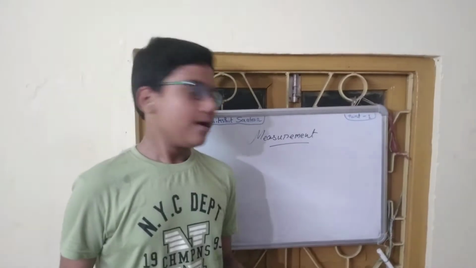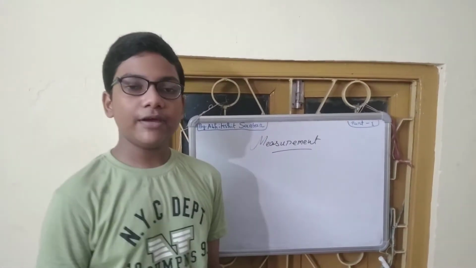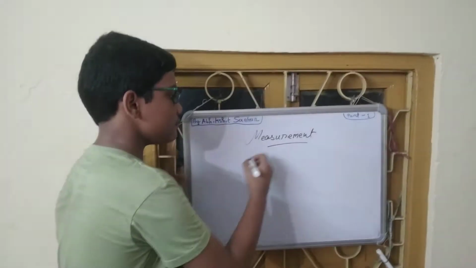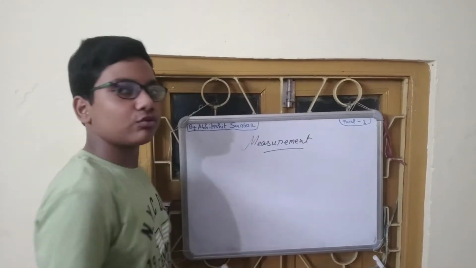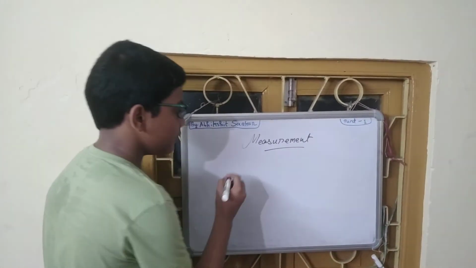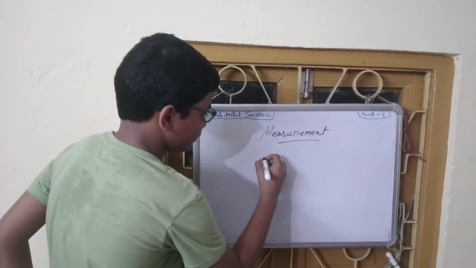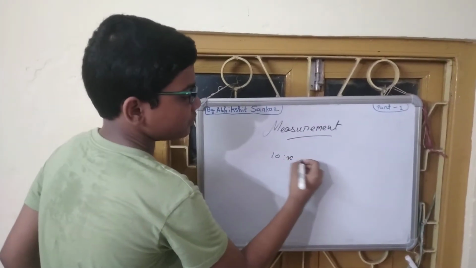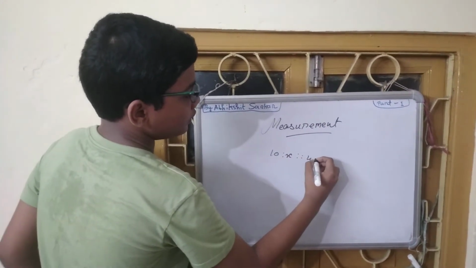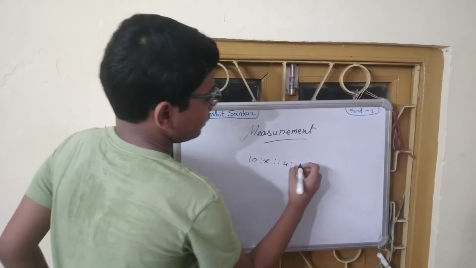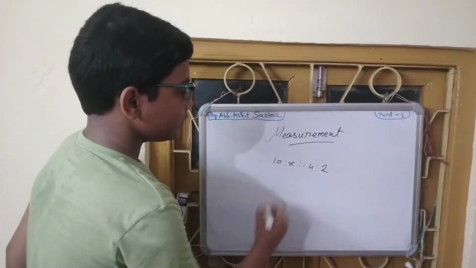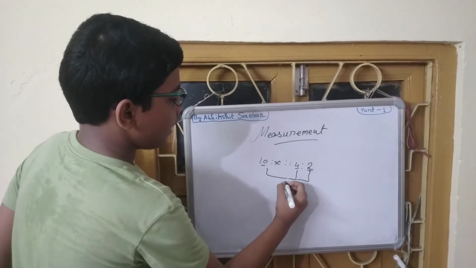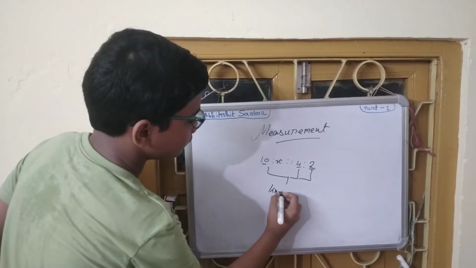Measurement is the comparison between a known fixed quantity and an unknown quantity. Now, take a ratio equation question. Suppose we take 10 is to x as 4 is to 2. Here, these three, 10, 4 and 2, are known quantities.